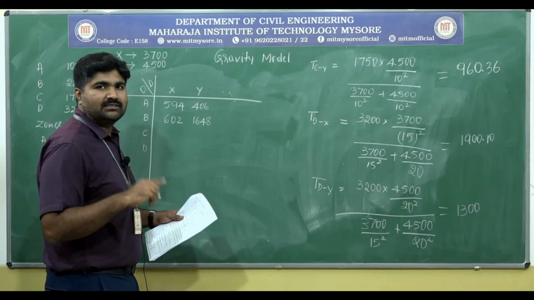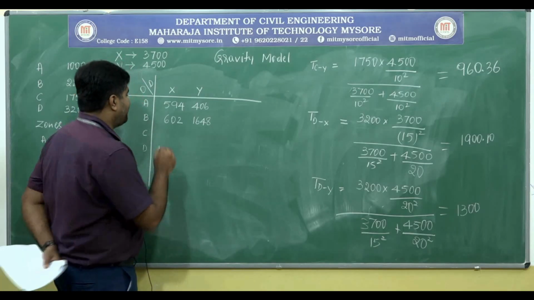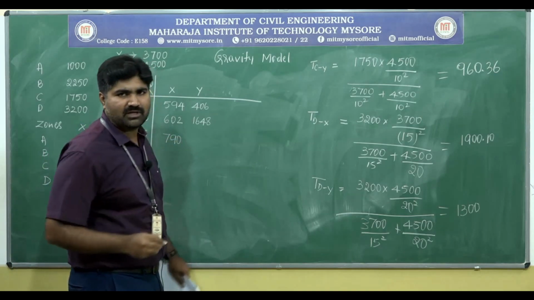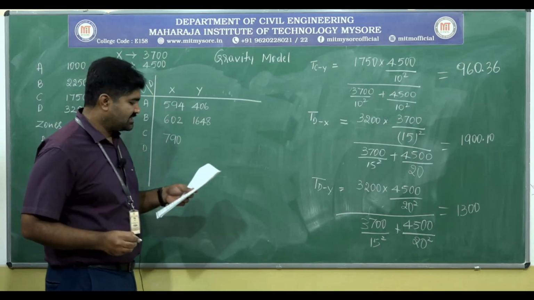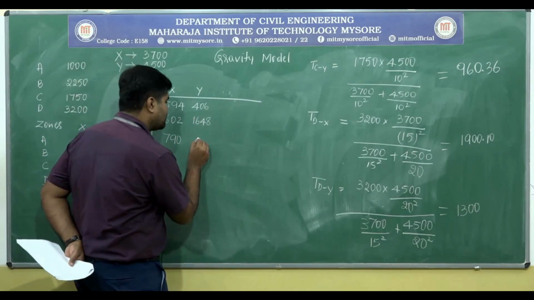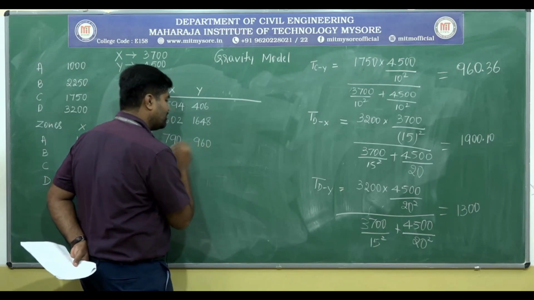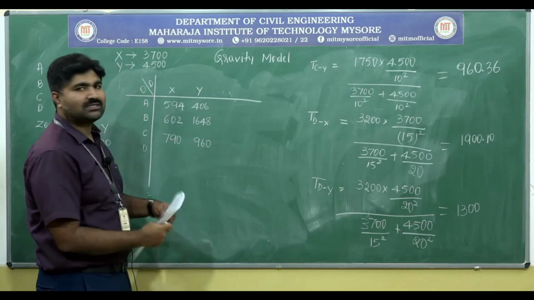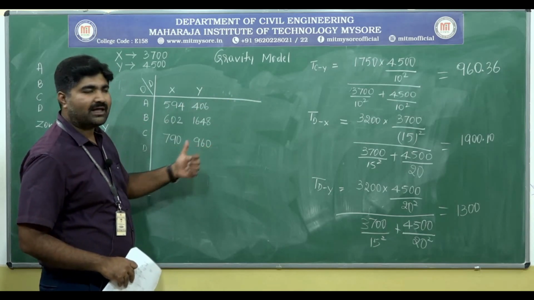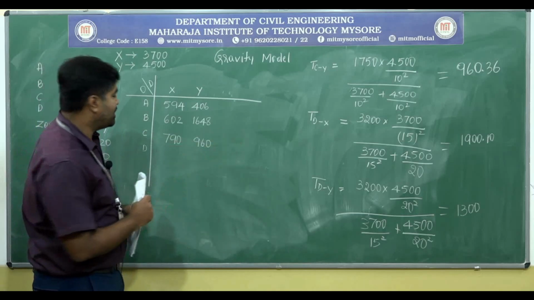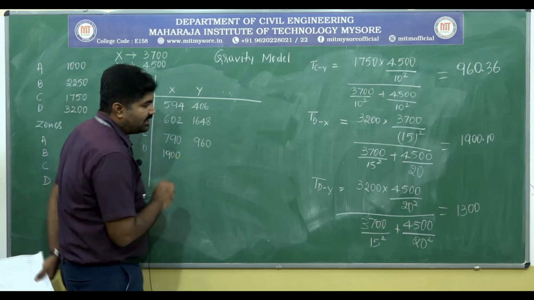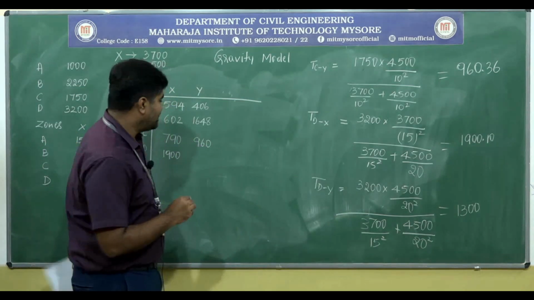C to X we got 790. We got 789 point something, and we are rounding that off to 790. C to Y, the nearest value is 960. Here I have rounded off to the lower side, it was 960.36, so I am rounding it to 960. Next, D to X we got 1900. Similarly, D to Y we got 1300.